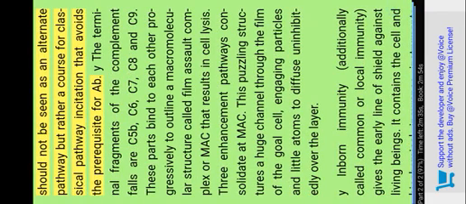It should not be seen as an alternate pathway but rather a route for classical pathway activation that avoids the requirement for antibody. The terminal fragments of the complement cascade are C5b, C6, C7, C8 and C9. These parts bind to each other progressively to form a macromolecular structure called the membrane attack complex or MAC that results in cell lysis. Three complement pathways consolidate MAC.